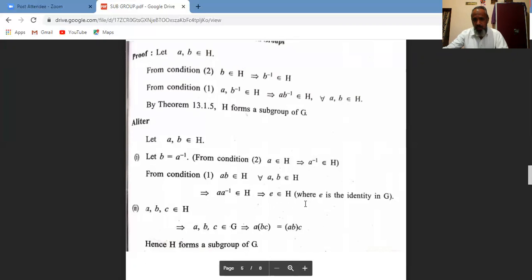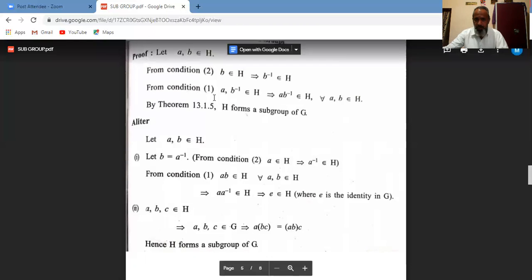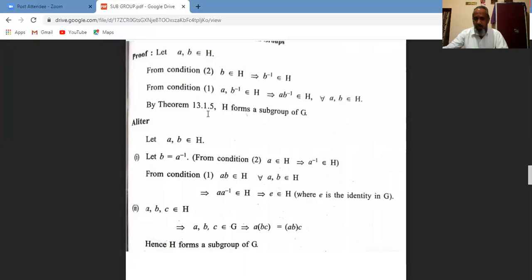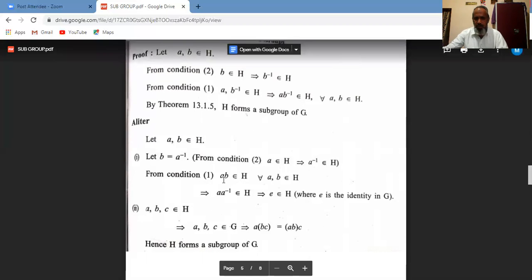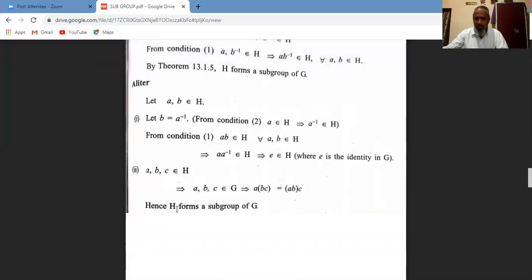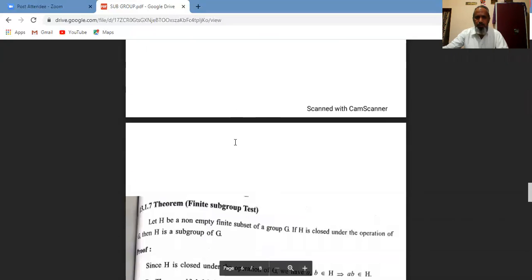H satisfies the identity element. H has the closure property. Every element of H has the inverse. So H satisfies all the properties of a group. Hence H forms a subgroup of G because H is a subset of the group G. So this completes the proof of the theorem.